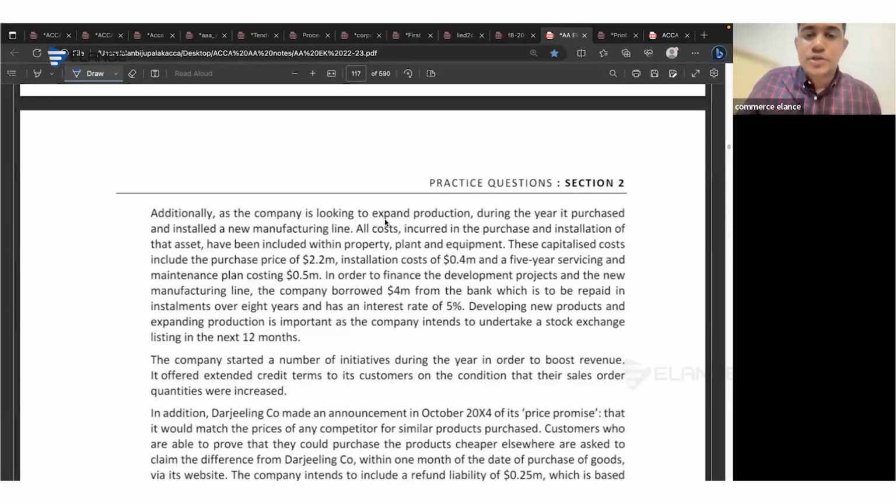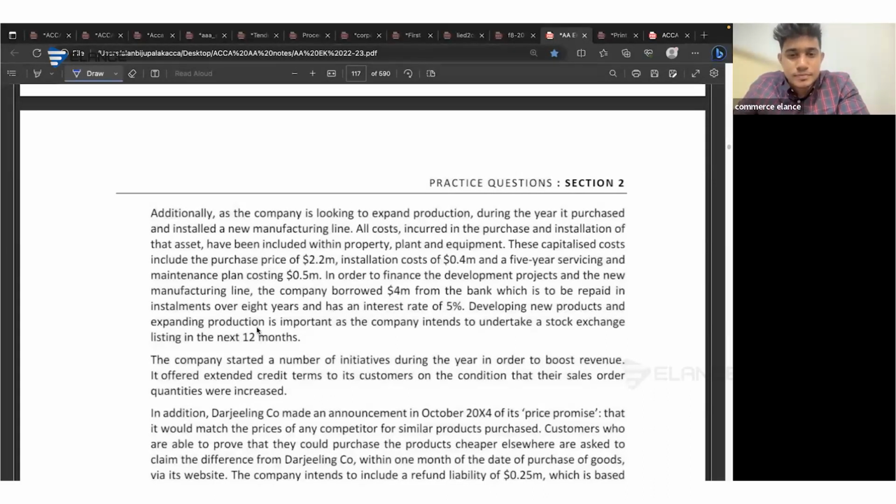Additionally, as the company is looking to expand the production, during the year, it purchased and installed a new manufacturing line. All costs incurred in the purchase and installation of the asset have been included within property, plant, and equipment. These capitalized costs include purchase price of 2.2 million, installation cost of 0.4 million, and a 5-year service and maintenance plan costing 0.5 million. In order to finance the development projects and the new manufacturing line, company borrowed 4 million from the bank, which is to be repaid in installment over 8 years and has interest rate of 5%. Developing new product and expanding production is important as the company intends to undertake stock exchange listing in next 12 months. So what are other risks here?